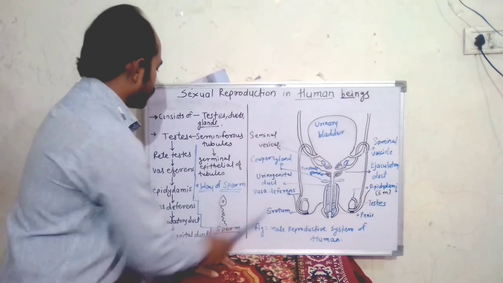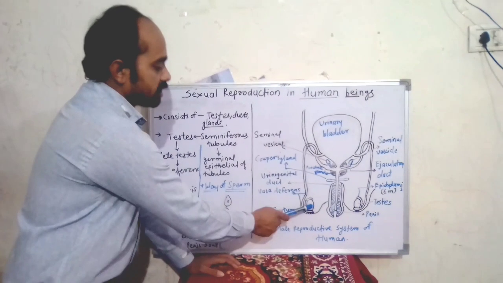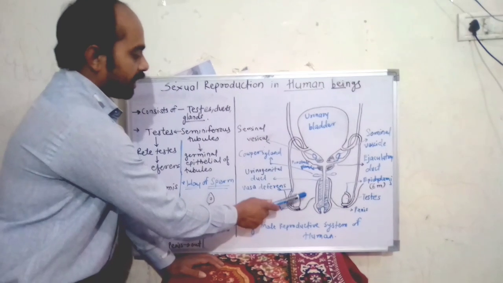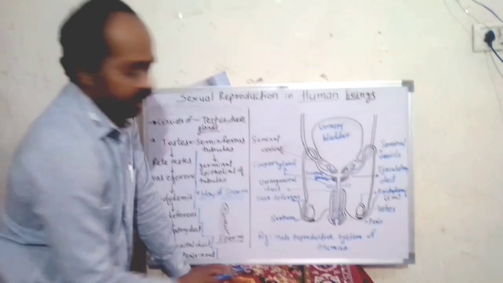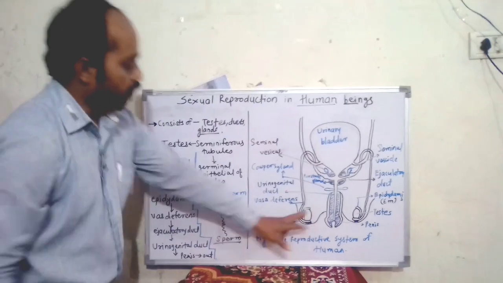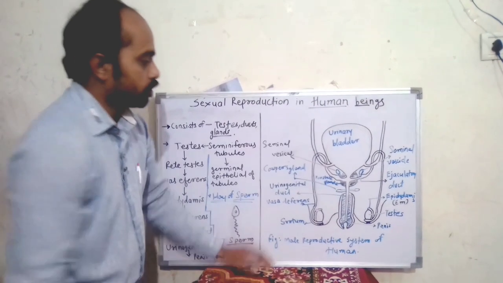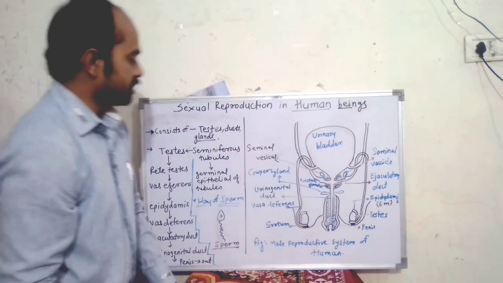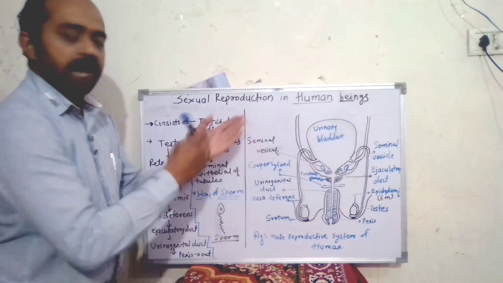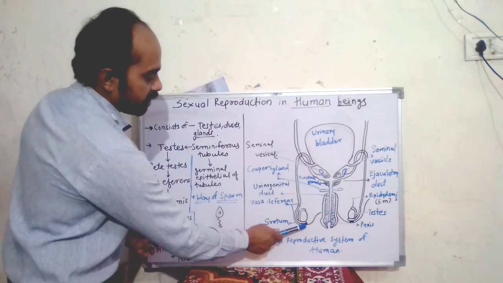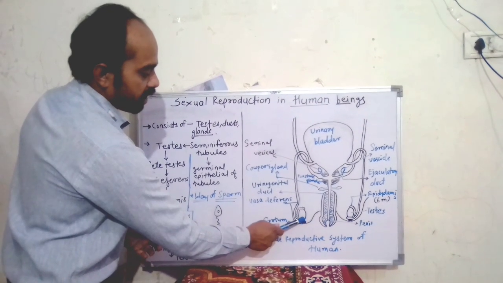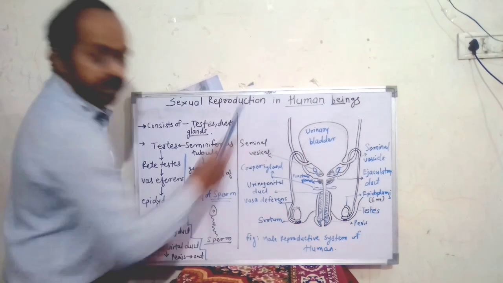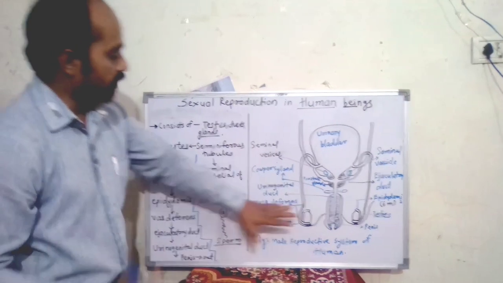Then from the seminiferous tubules it is pushed towards the testes. From the testes it is pushed upward to the rete testis and vasa efferentia. From vasa efferentia it is pushed to the epididymis. From the epididymis these sperms get diverted to the vasa deferentia. So from the testis, rete testis, vasa efferentia, epididymis, then vasa deferentia.